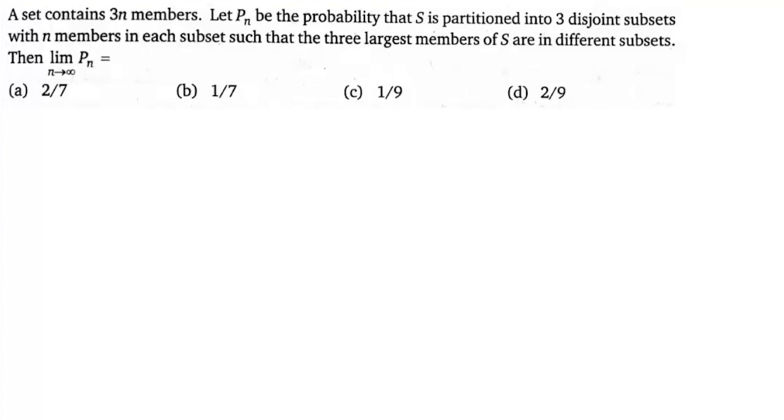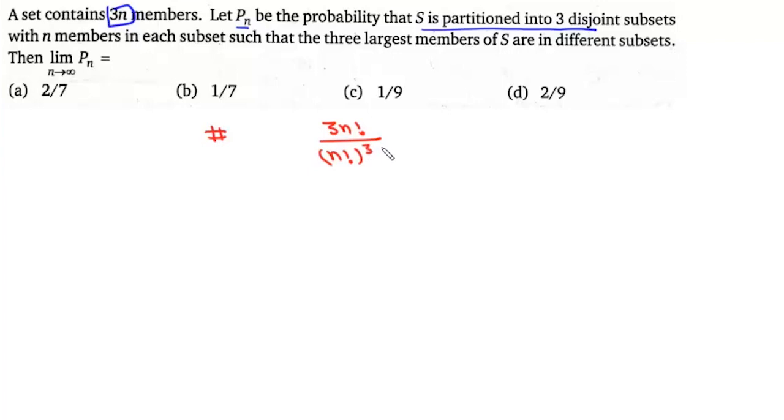Now here the question is, a set S contains 3n members. Let Pn be the probability that S is partitioned into 3 disjoint subsets with n members in each subset, such that the 3 largest members of S are in different subsets. Then we need to find the limit n tends to infinity of Pn. Now first we'll find the total number of ways of distributing these 3n members in 3 subsets. Now it can be done in factorial 3n divided by factorial n, factorial n, factorial n, 3 times.